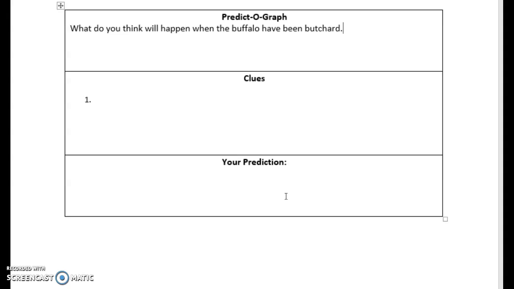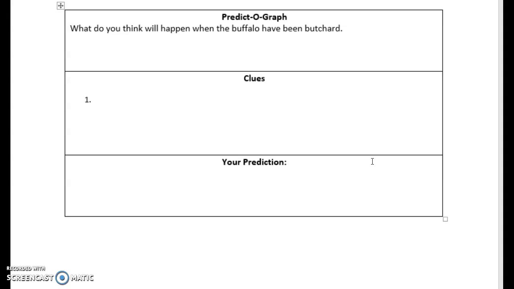All right, and then at this time, I would walk around, again, providing support to the students, making sure that they are reading, making sure that they're filling out the predictor graph. I'd be taking a look at the clues that they're coming up with and their predictions. So I'd be helping them. I'd be monitoring their progress.